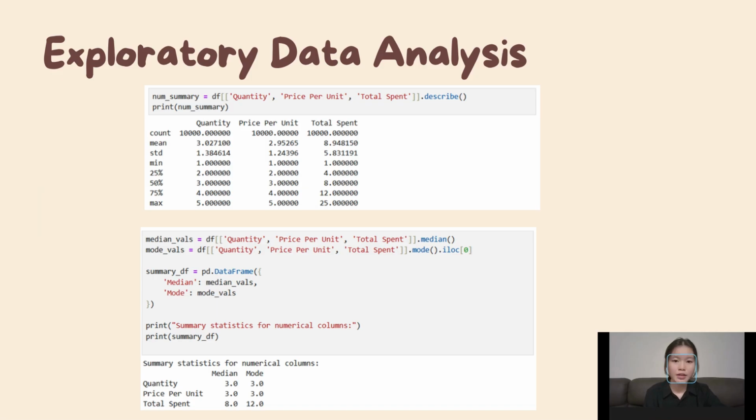Thank you, Ian. The goal of exploratory data analysis is to identify patterns, detect anomalies, and explore relationships between variables. We began by summarizing key numeric columns such as quantity, price per unit, and total spend to understand their distribution. Most customers buy 1 to 5 items with an average quantity of 3. Prices average $2.95, typically ranging from $1 to $5. Customers spend about $8.95 per transaction, mostly under $15.